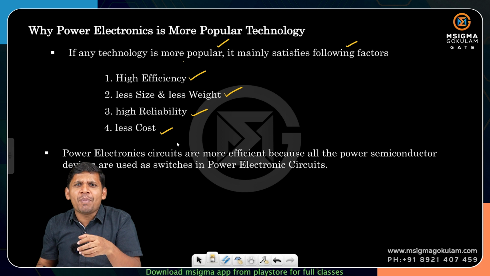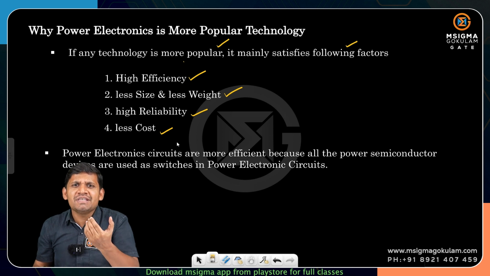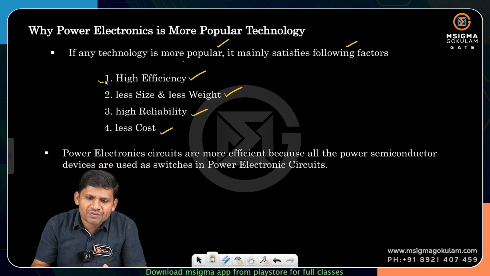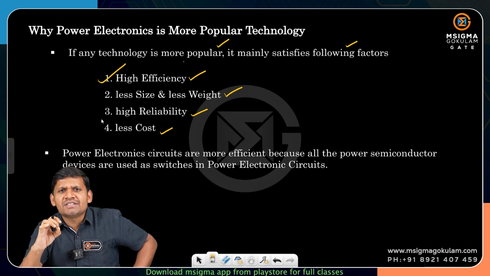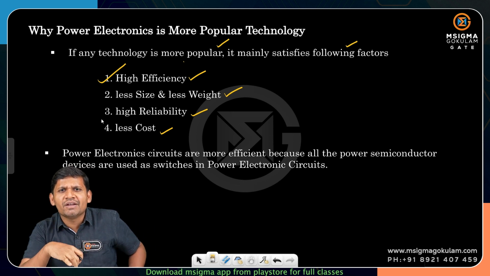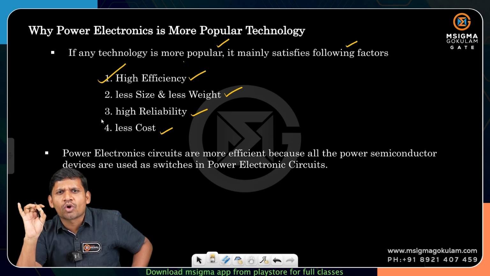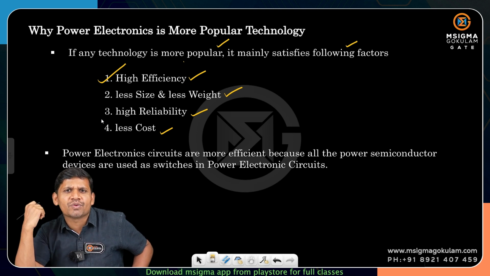If practically the power loss is less, is it high efficiency or less efficiency? High efficiency is satisfied. That's why power electronic circuits are more efficient circuits, because all the power semiconductor devices are used as switches in power electronic circuits.